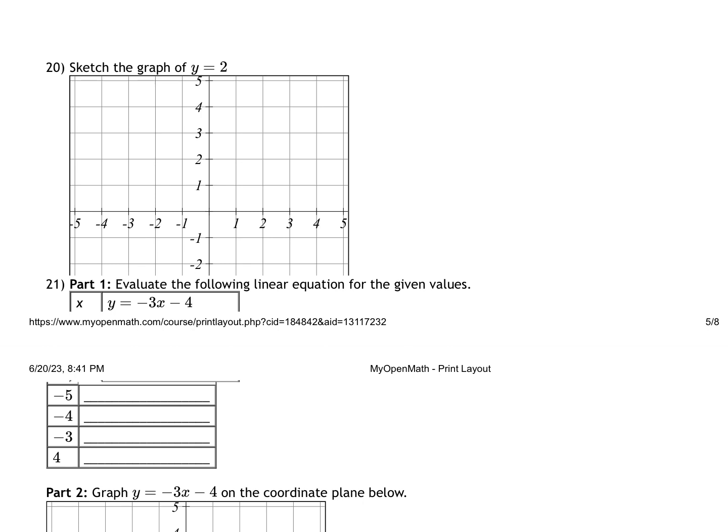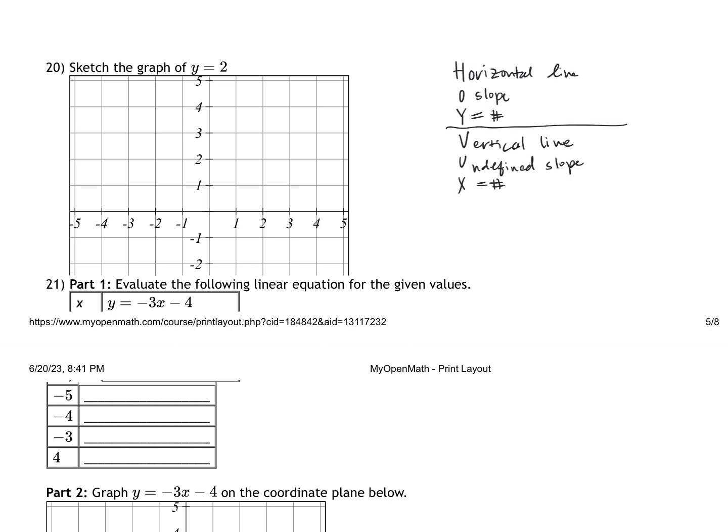Okay, sketch the graph. This is a special case. We have the HOY-VUX to help you remember all the information. H stands for horizontal line, which has a 0 slope, and the equation is y equals a number. V stands for vertical line, which has an undefined slope, and the equation is x equals a number.